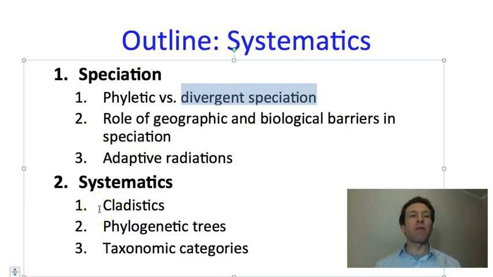Then in the second half, we are going to focus on systematics. We'll talk about the processes by which we as people decide what species are most likely closely related to other species. And we'll look at phylogenetic trees, which are the diagrams that we use to depict the relationships that we think occur between different species. Finally, we'll talk about some different taxonomic categories that we use to name different levels of relationships among species.